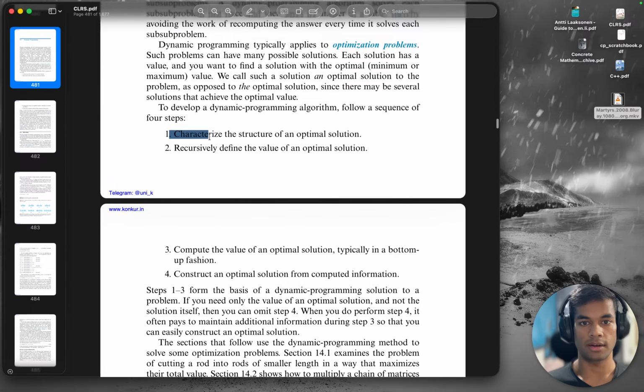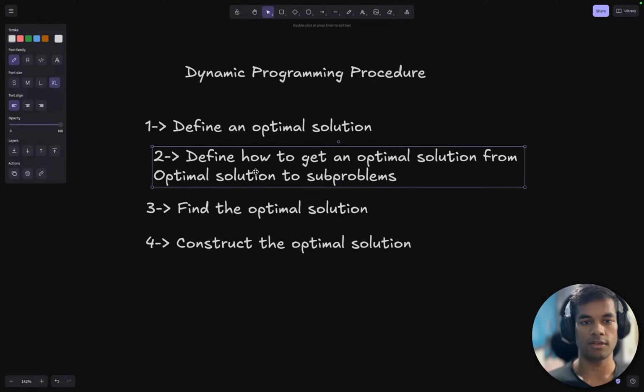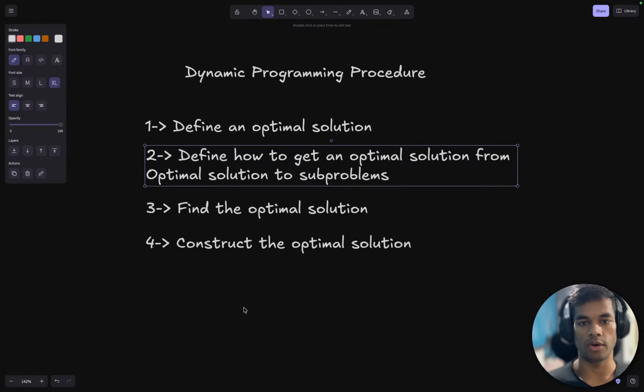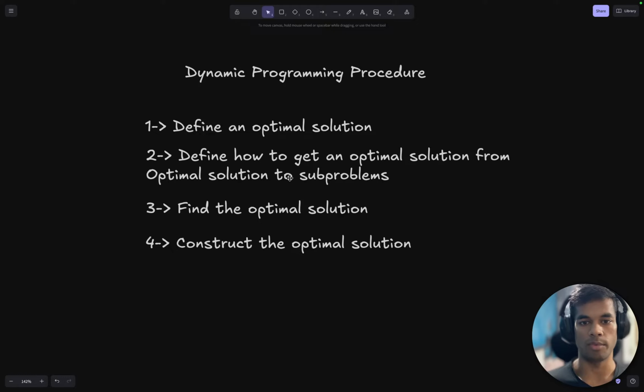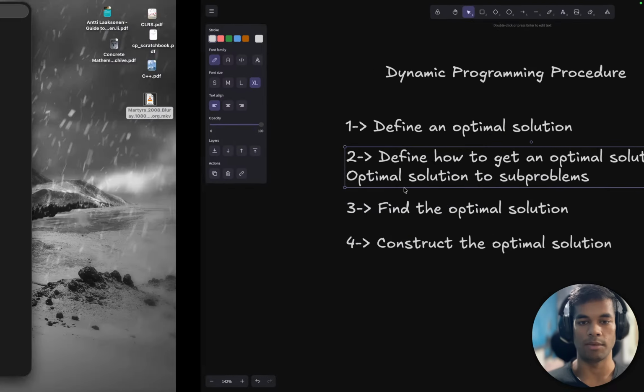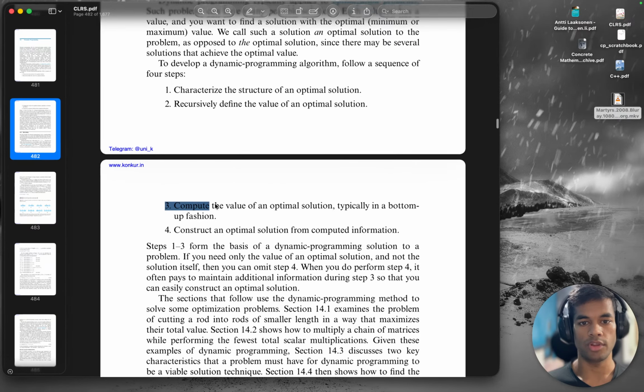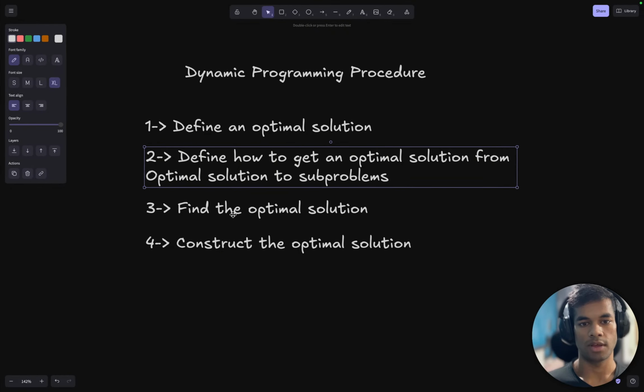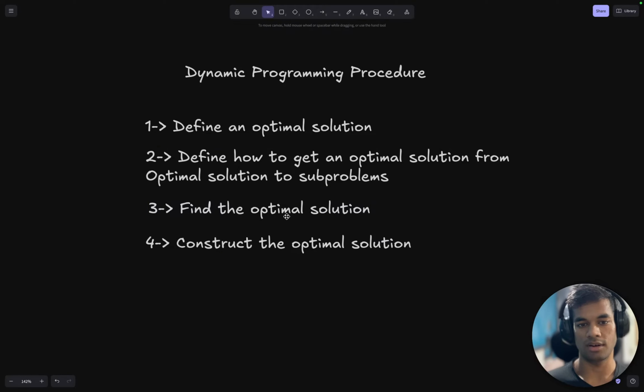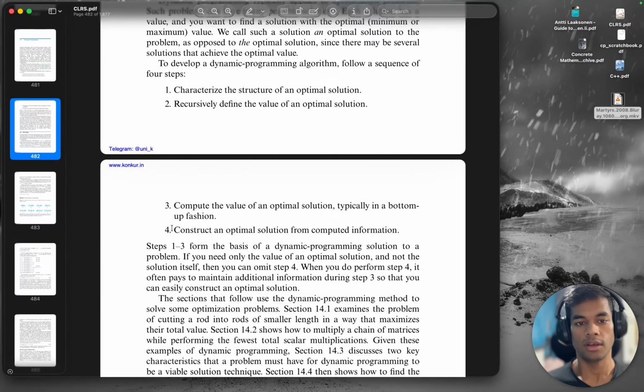Characterize the structure of an optimal solution, what an optimal solution looks like, then recursively define the value of an optimal solution, which just means if you have an optimal solution for some subproblem, how you can find the optimal solution for your higher level meta problem, and then compute the value of an optimal solution, typically in a bottom up fashion, or in a top down manner, and then construct an optimal solution from computed information. Yep.